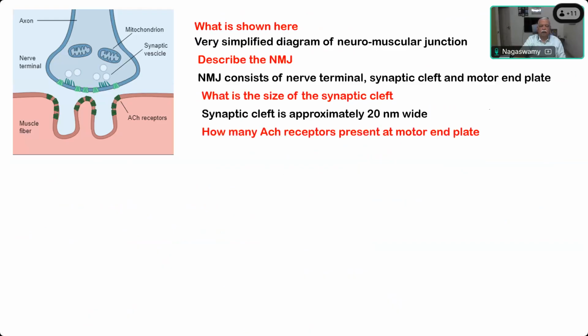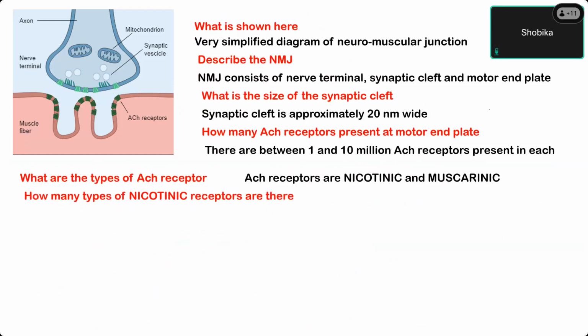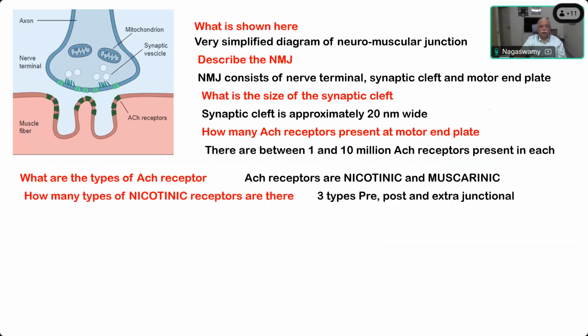Okay. How many acetylcholine receptors are present at the motor end plate? 1 to 10 million are present in each. What are the types of acetylcholine receptors? Nicotinic and muscarinic. Okay. How many types of nicotinic receptors are there? 3 types: pre, post, and extrajunctional. This is also actually the entry of calcium through the receptor.